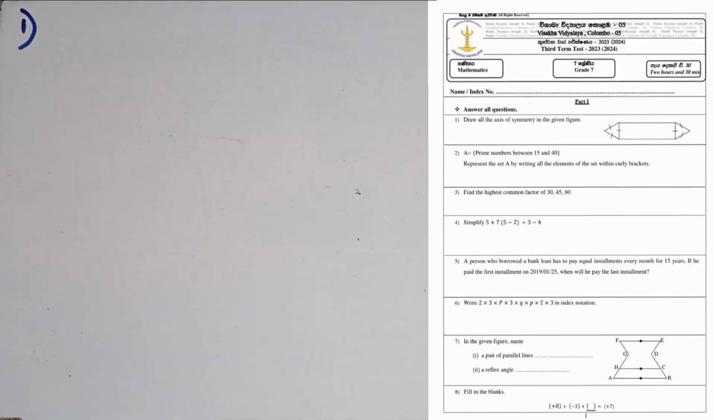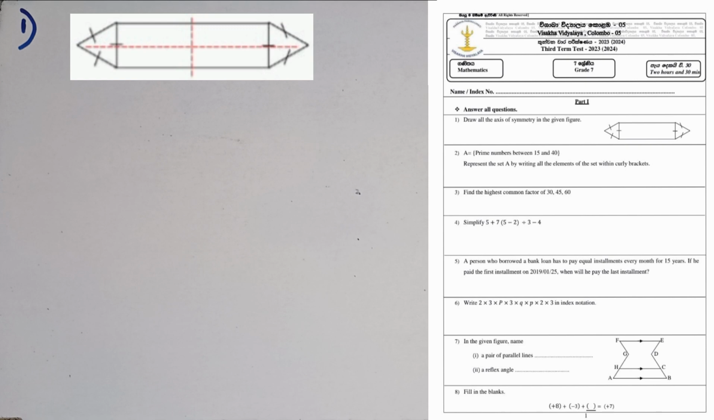First question, draw all the axes of symmetry in the given figure. In this figure, we can get two axes of symmetry like this. I have drawn them by dotted lines.